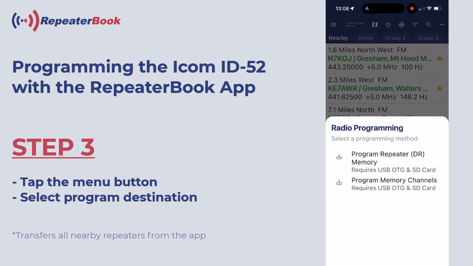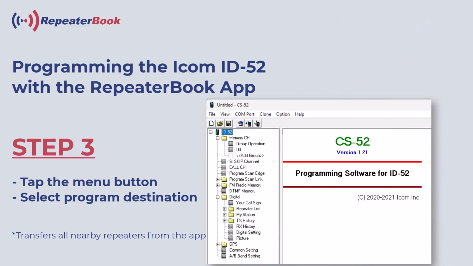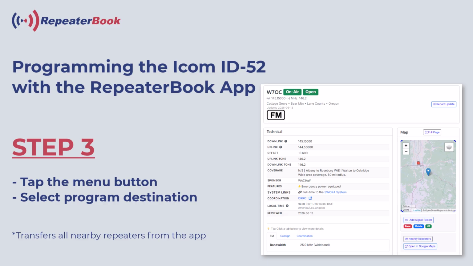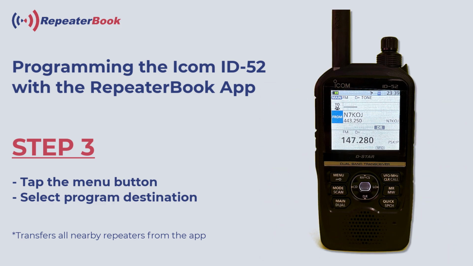Program Repeater DR Memory places the repeaters into Icom's DR Repeater List. This is generally the best choice for traveling and for D-Star operation, although the DR Repeater List can also contain analog FM repeaters. The transferred records include the repeater frequency, offset, tone, operating mode, call sign information, and geographic coordinates. Using those coordinates, the radio's near repeater function can compare the stored repeater location with the radio's current GPS position and display nearby FM and D-Star repeaters.